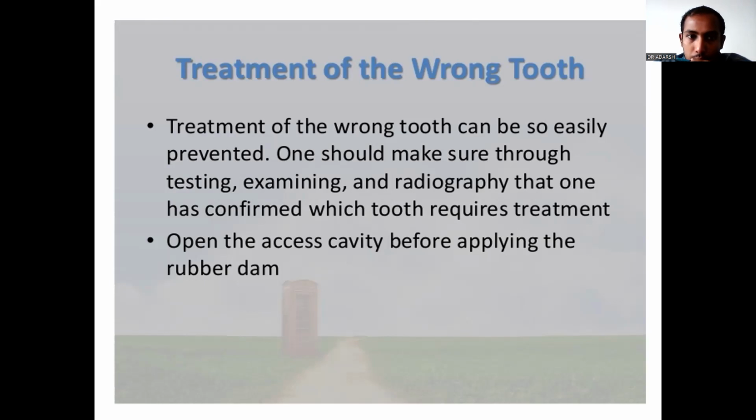As you all know, treatment of the wrong tooth can be so easily prevented. One should make sure, through testing, examining, and radiographically, that the tooth requires the treatment. Which tooth requires the treatment? Opening the access cavity before applying the rubber dam is one of the main suggested solutions to prevent such an error.